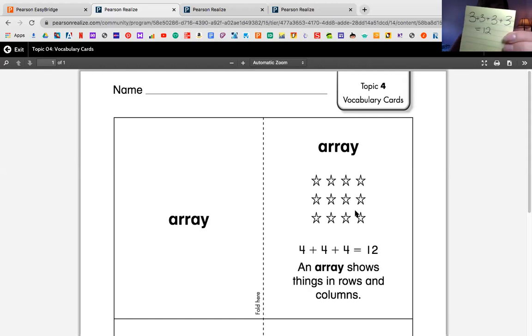I noticed that my sum or my total is the same because I'm working with the same stars. Nothing changed. The only thing that changed was instead of me adding 4 three times, I added the number 3 four times.